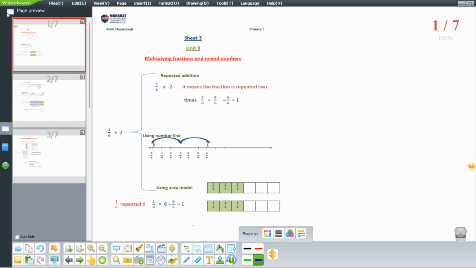Hi, my dear students. Today we are going to explain Unit 9. Unit 9 is about multiplying and dividing fractions.